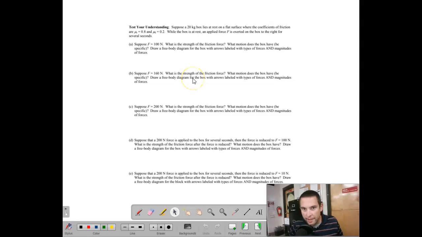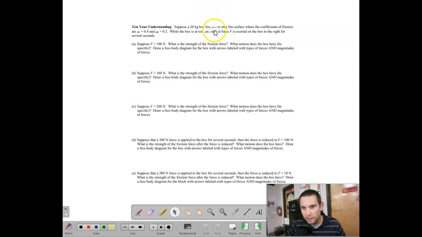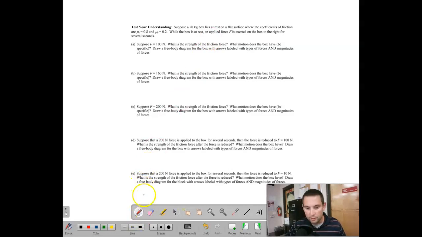All right, let's test that understanding. Here we go. Suppose a 20 kilogram box lies at rest. Okay, so already we're seeing some important stuff happening.